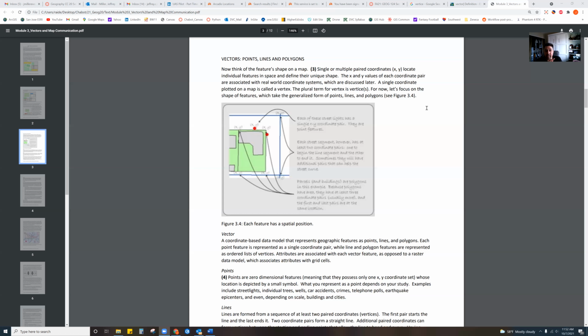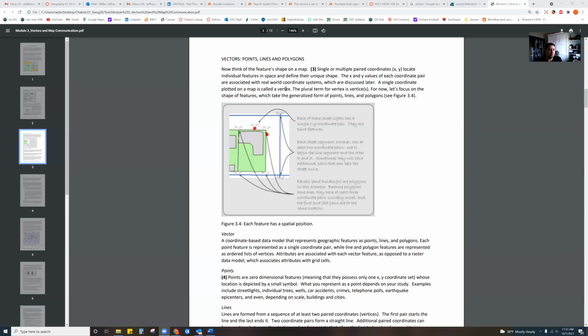We call that a vertex. That's an important term, a vertex. If you have multiple coordinates strung together, we call those, in the plural form, vertices. So vertex for one, and for multiple, we call those vertices.